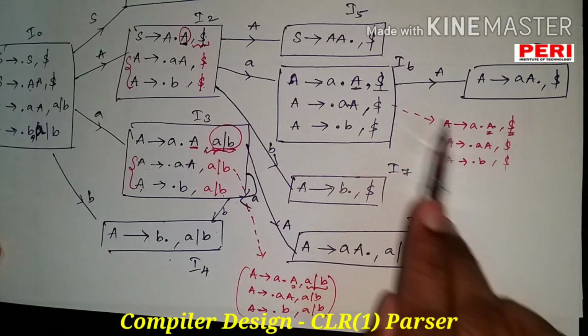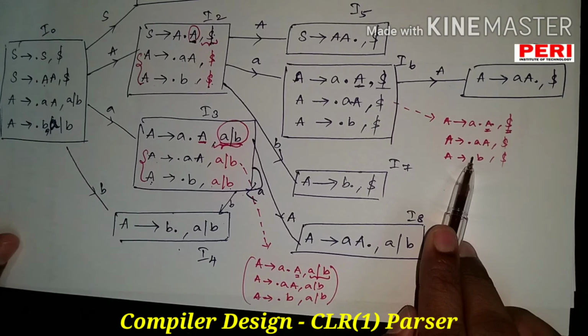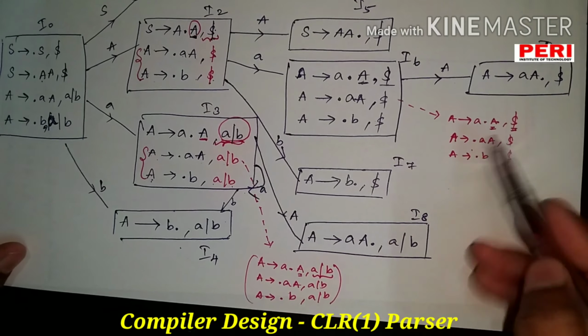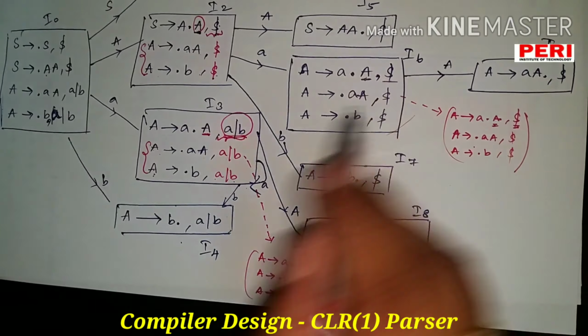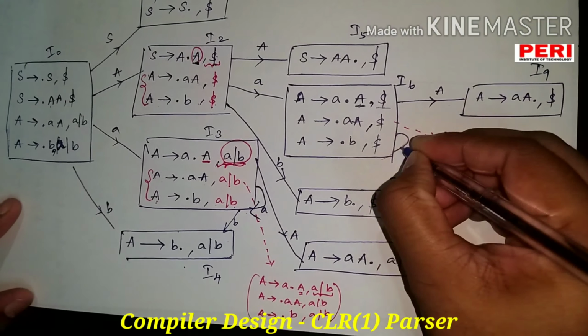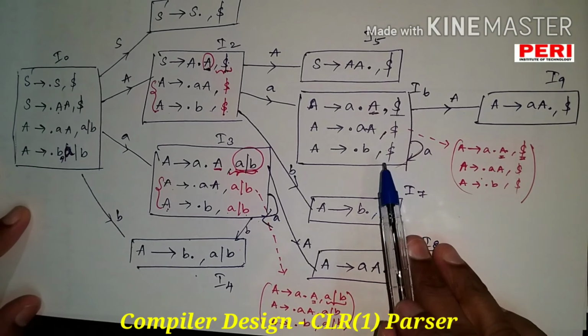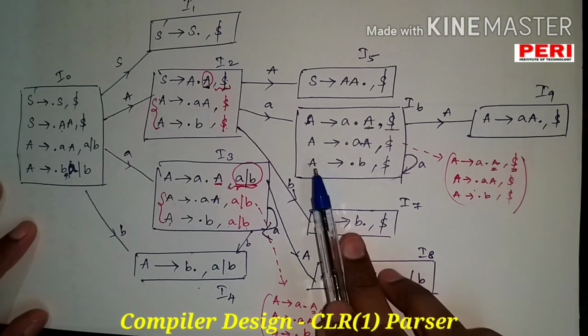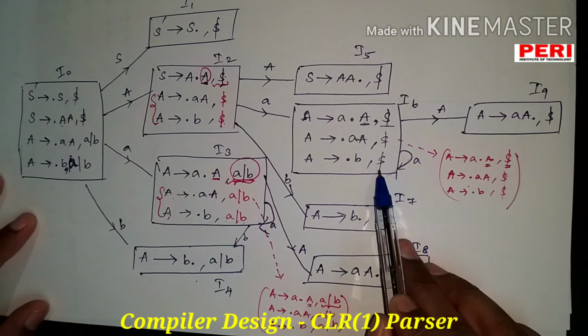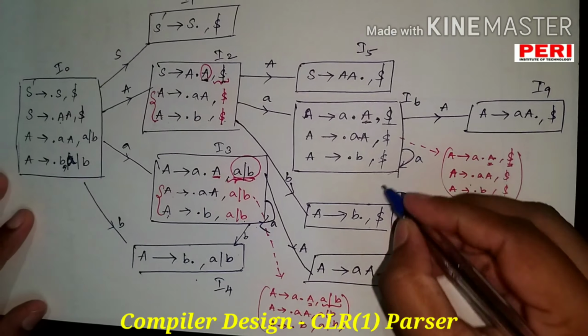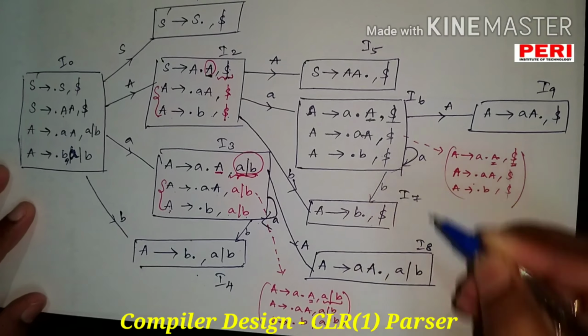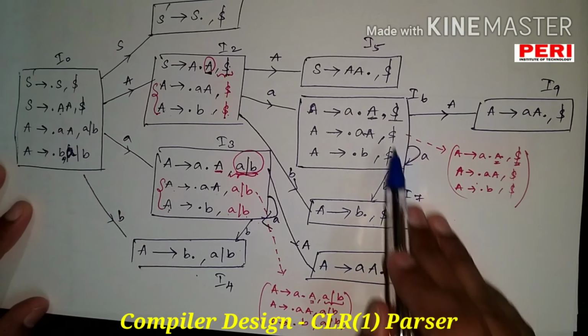When you look at these two states, both the states have the same values. So instead of creating a new state, I can just make a loop over there and link it with the same state. Similarly for this one, if I work on this production, A tends to B dot, comma, dollar will be your answer. I have it already in state I7, therefore I will just link it with I7. So this state is over.